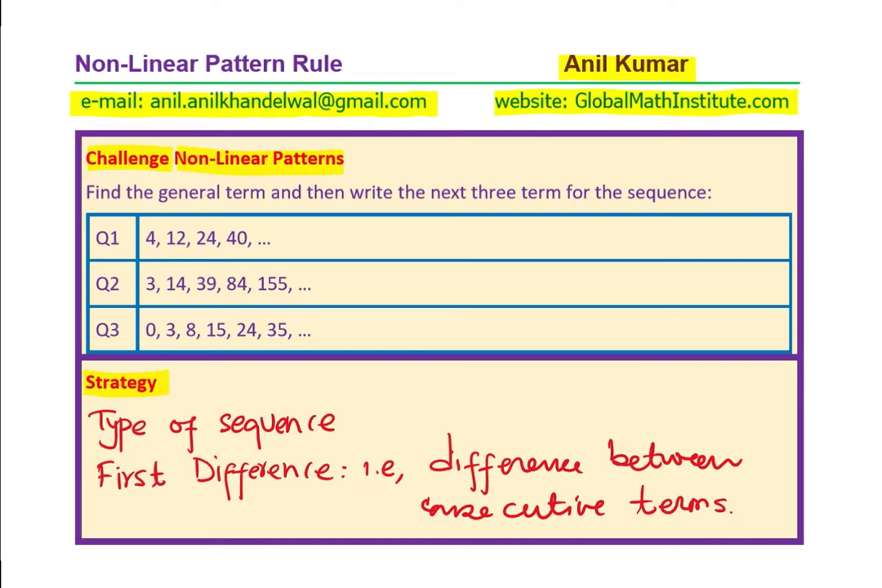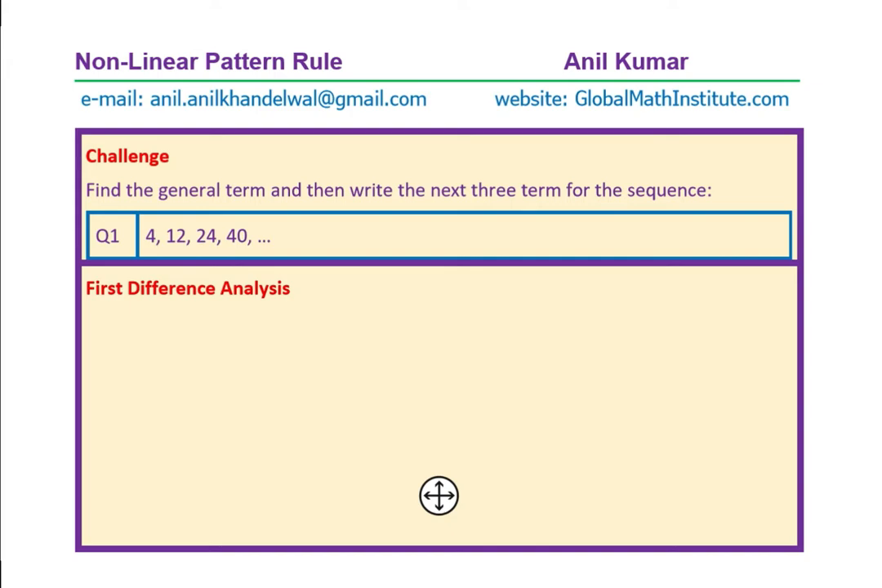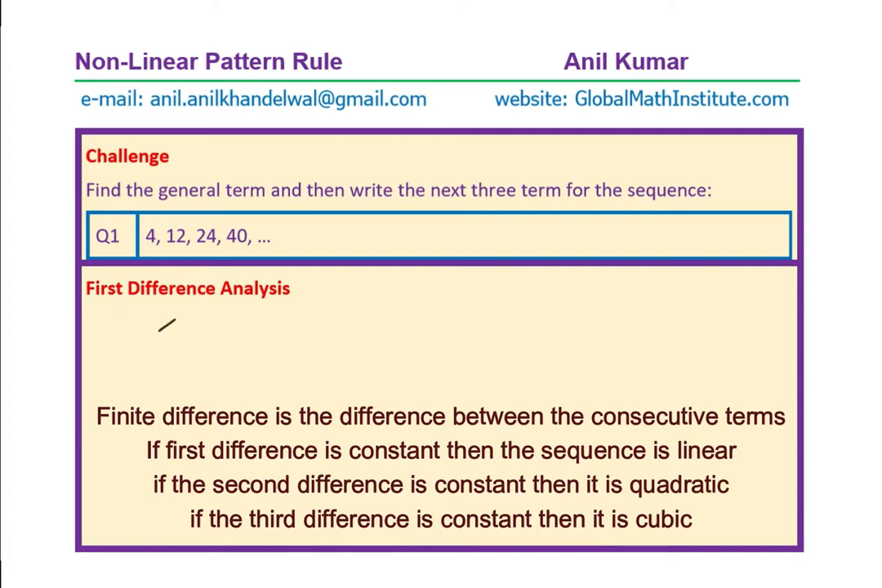Okay, now let us see how we approach and solve such problems. As I was saying, we need to find the first difference. First difference is the difference between the consecutive terms, meaning the difference between 4 and 12, 12 and 24, 24 and 40 and so on. So let's figure this out. Here is our question number 1. Let's write down the terms. We are given 4, 12, 24, 40 and so on.